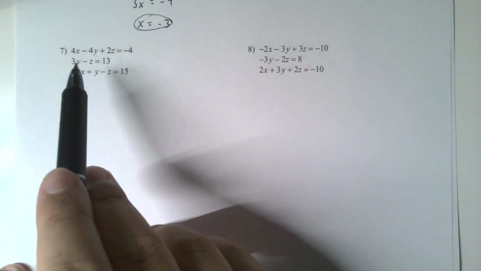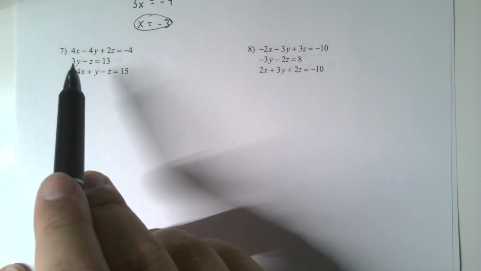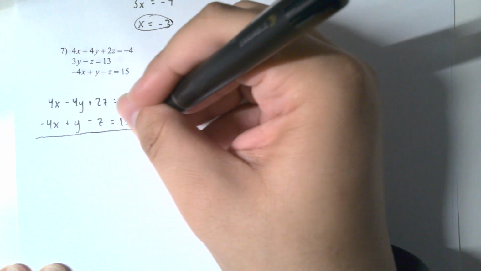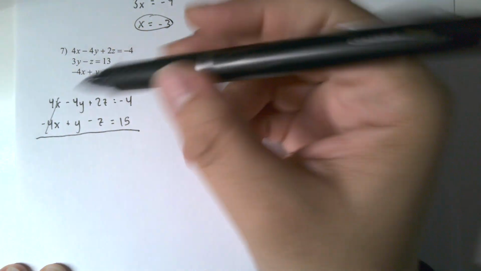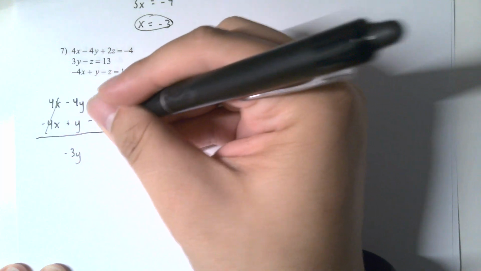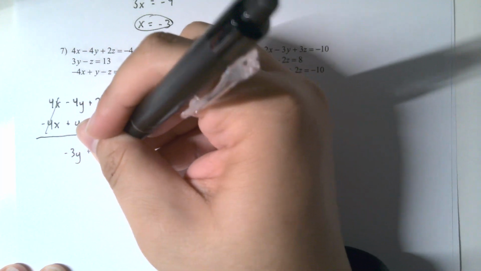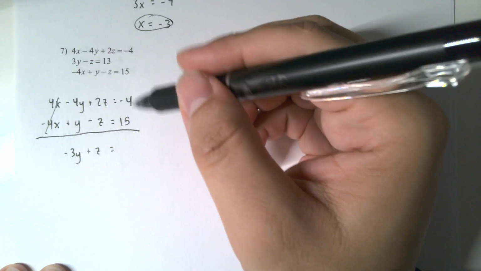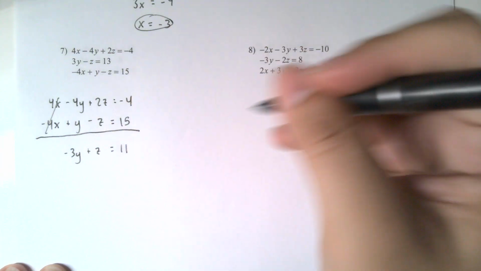And then we already have another equation without an x, and that means that we'll already have two equations with two variables. So if we take equations 1 and 3, and we add those together, the x's will cancel. We have negative 4y plus y, which is going to be negative 3y. And then we have 2z minus z, which is just z. And now we have negative 4 plus 15, which is just going to be positive 11.